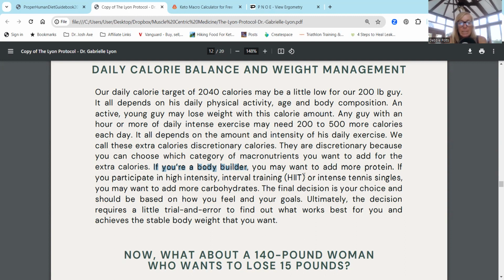If you want to do more HIIT training, or you're doing an intense single tennis game or any sprint interval type of sport like hockey or soccer, where you go all out, rest, go hard again, then you might need to adjust your carbohydrate intake. So the final decision is your choice, and it should be based on how you feel and your goals. Ultimately, the decision is trial and error. So it's an N=1 experiment to find out what works best for you and achieves the stable body weight that you want.